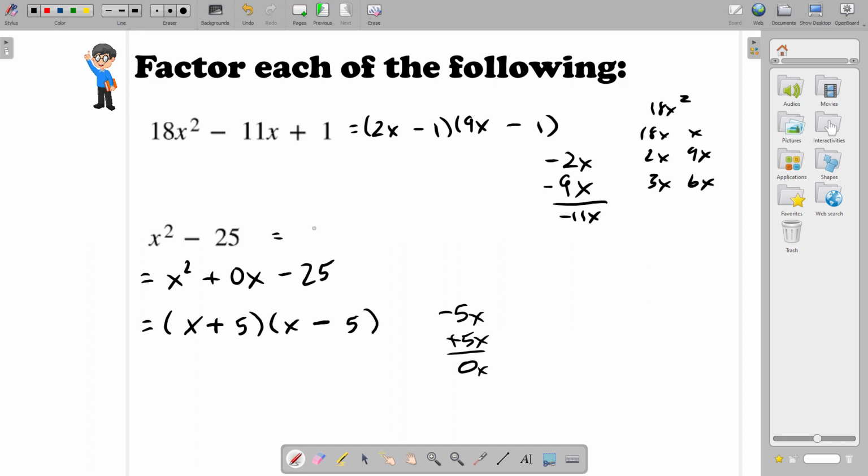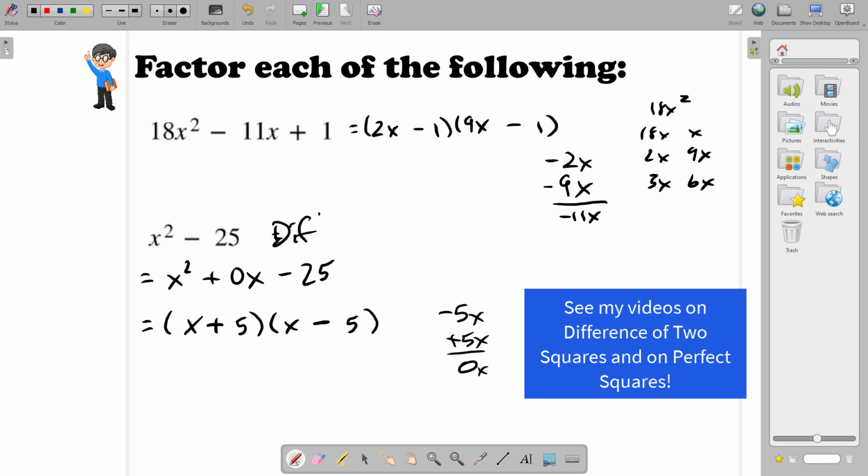This is actually called the difference of two squares. Difference being subtracted, two squares. X squared is a perfect square, 25 is a perfect square. I do have a video that covers a difference of two squares and another video on perfect squares. Take a look at those if you think those will be helpful.